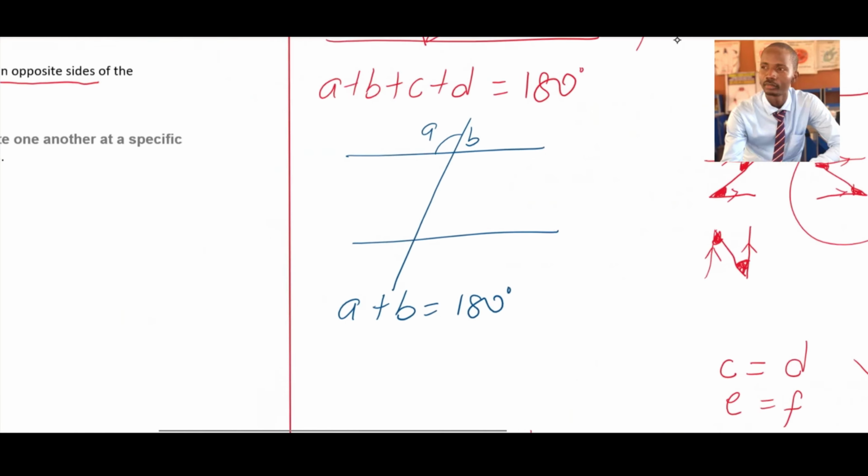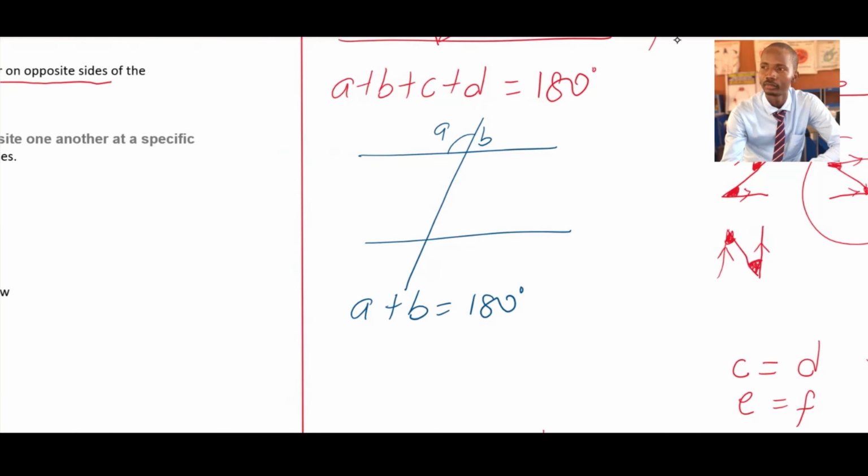Okay. So for the vertically opposite, I didn't show that on a parallel line. So for the vertically opposite, this is A. Now, let's say this is D, for example, I can say that A is equal to D. Right. So the reason is it is vertically opposite.